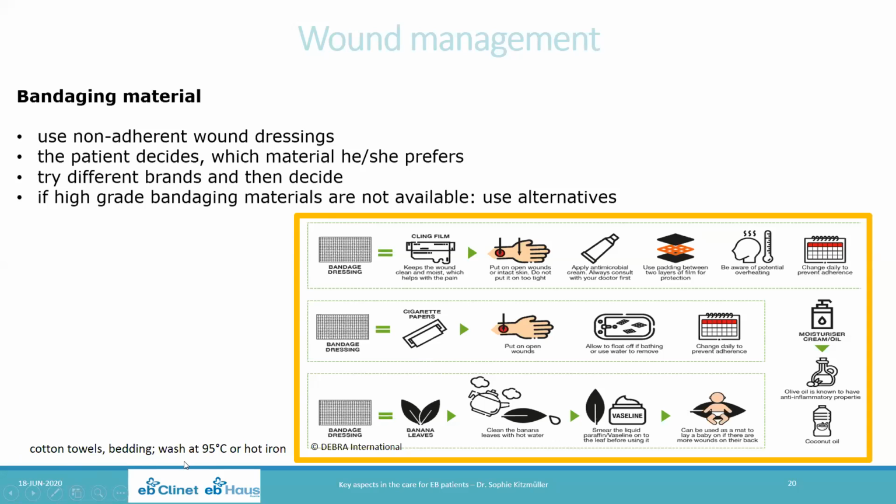Those can be reused, but they have to be washed very hot in order to get rid of microbes, and they can also be hot ironed to get rid of microbes. So this is very important. If you reuse, for example, bedding or cotton towels, make sure that they are properly washed and properly cleaned if you reuse them. For moisturizer, you can also use substitutes, for example, olive oil. Olive oil is known not just for moisturizing the skin, but also for being anti-inflammatory. So these are some substitutes you can use if high-grade bandaging materials are not available.